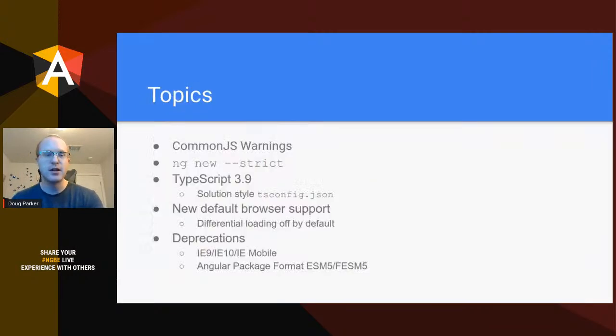Some of the stuff I'm going to be talking about today. I'm going to start off with some new CommonJS warnings that are probably going to be the first thing you're going to notice after upgrading. Move on to talking about the strict flag that we've now introduced into the ng new command, what that does and why you should use it. I'll talk briefly about TypeScript 3.9 and how we've changed our TS config structure. Now, those three topics will take most of the time, but I'll wrap it off with some changes to our default browser support, as well as some deprecations that have happened in V10.